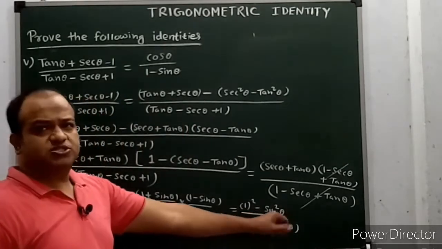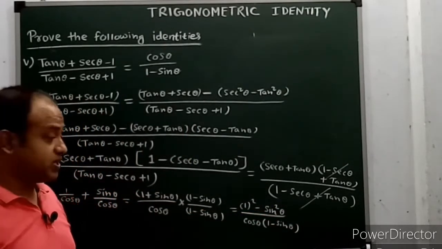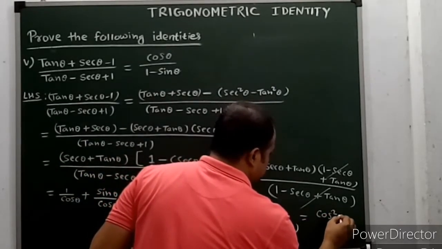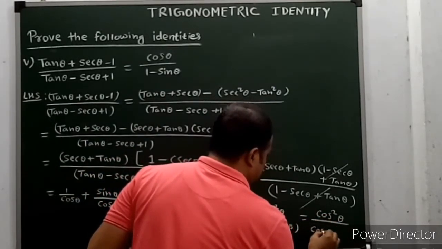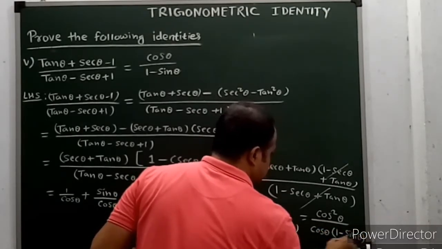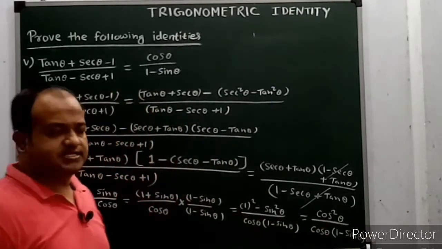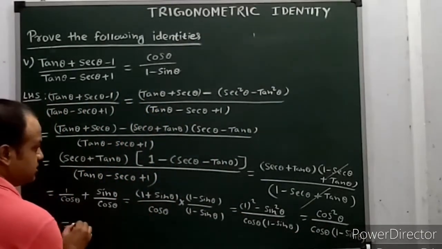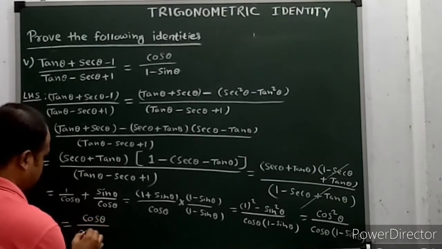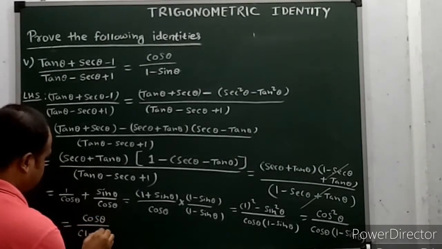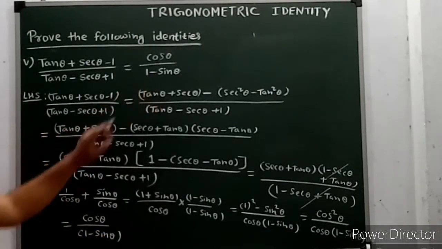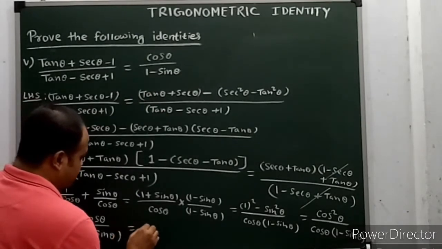Now 1 minus sin square theta is what? That is cos square theta. So we will write here cos square theta by cos theta into 1 minus sin theta. Now see, one cos theta will get cancelled out. We will get cos theta by 1 minus sin theta, and this is our right hand side. We are able to prove it.